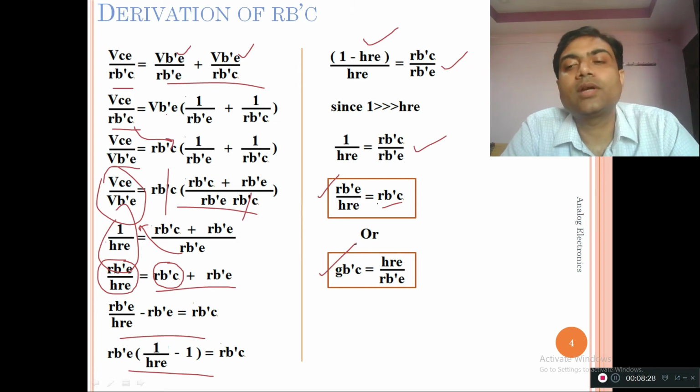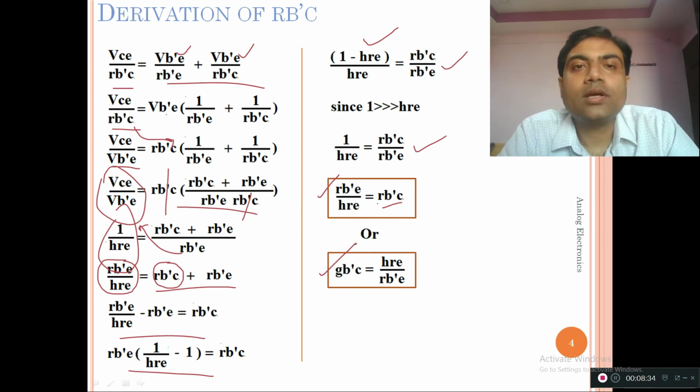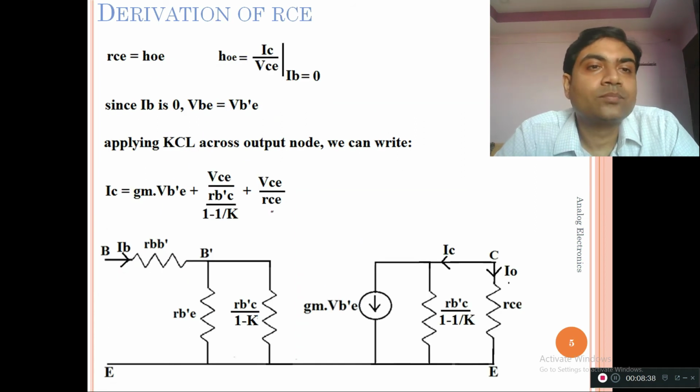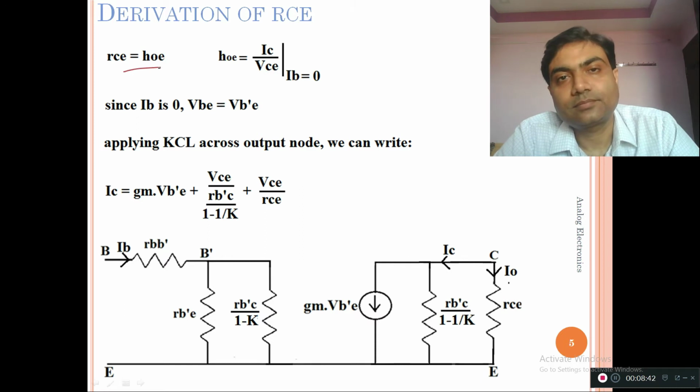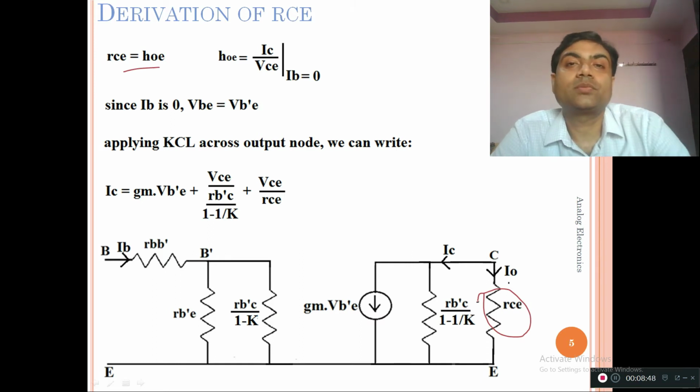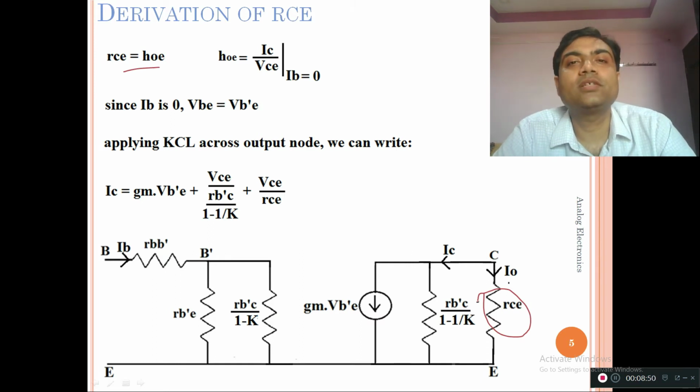So this is how we have calculated the conductance value or the resistance value of RB dash C. Now we are moving to the final resistive component, RCE, and RCE can be directly related with the HOE. Where is RCE? RCE is here. RCE is the final resistive component which is present here for me.